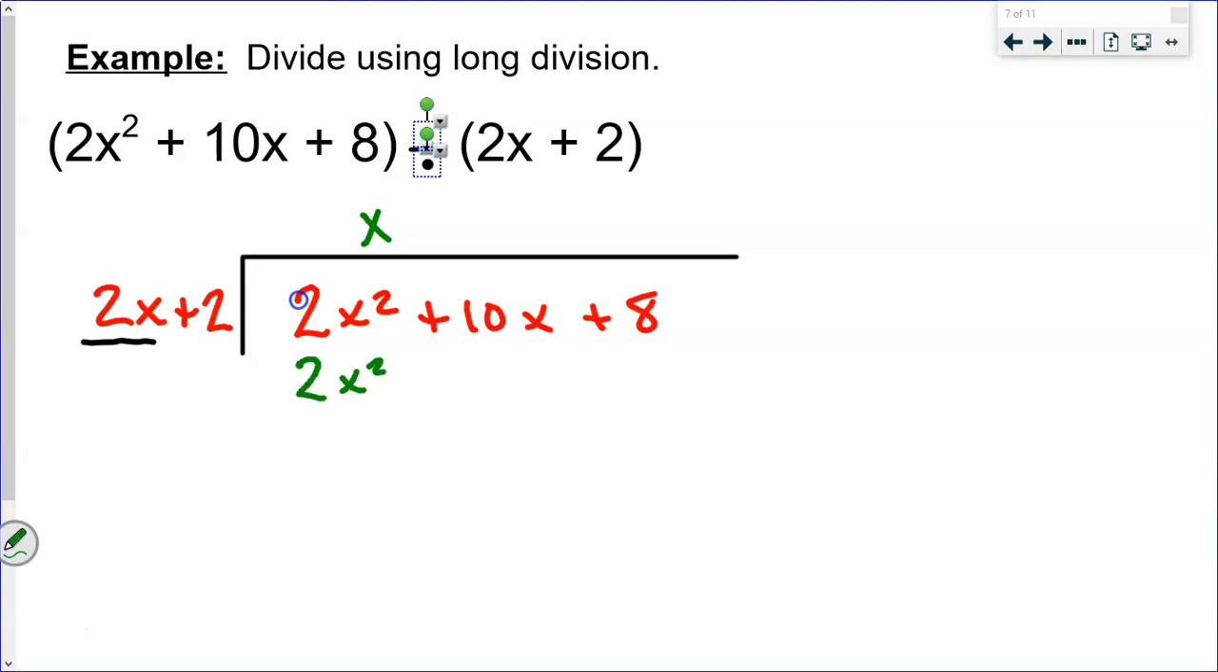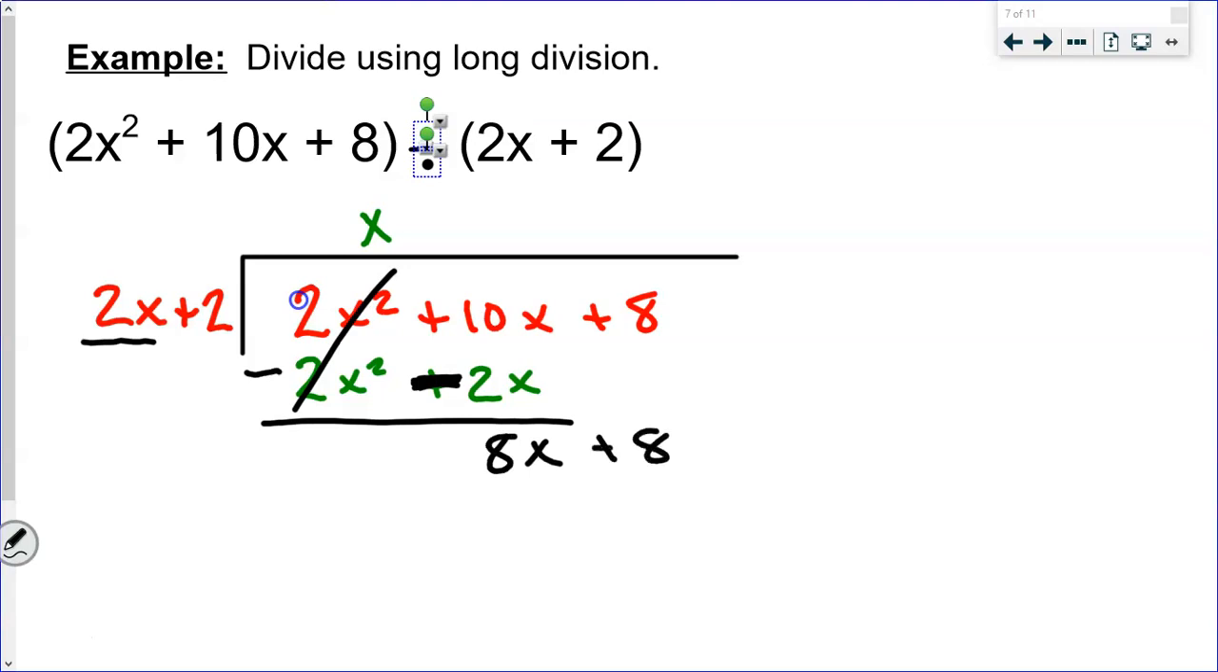Now remember, we're going to multiply that x by the 2 as well. So x times 2 is 2x, right? Now recall, we are subtracting both of these terms, y'all. So this becomes a subtraction sign, okay? So this term goes away, right? So we're left with what? 8x plus 8. So now, what do we have to multiply by 2x again over here to get 8x right there?